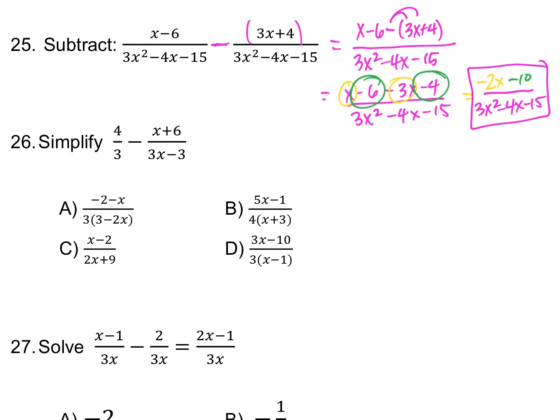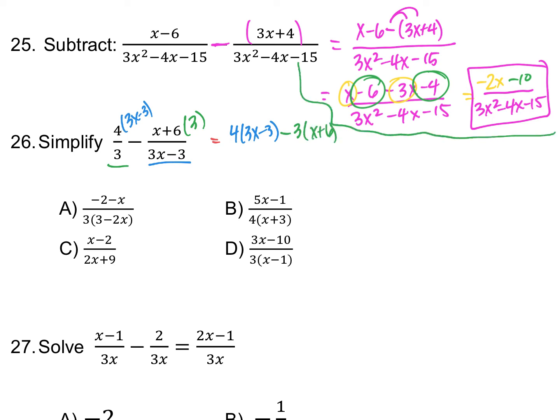Okay, the next one, we notice the denominators are not the same. So I'm going to multiply 4 by the 3x minus 3, which is this guy. And then I'm going to multiply the 3, or the x plus 6, by the 3, which is this guy. So that's going to look like 4 times 3x minus 3 minus 3 times x plus 6. And then our denominator is going to be 3 times 3x minus 3.